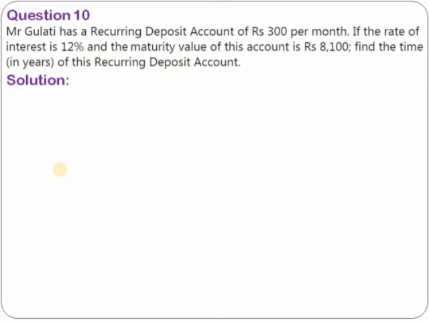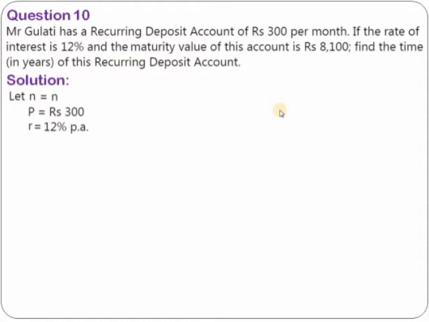The question says, Mr. Gulati has a recurring deposit account of rupees 300 per month. If the rate of interest is 12% and the maturity value of this account is 8,100, find the time. You need to find the time in years. Generally when you deal with RD, you deal with months, isn't it? But here you need to find the time in years of this recurring deposit account.